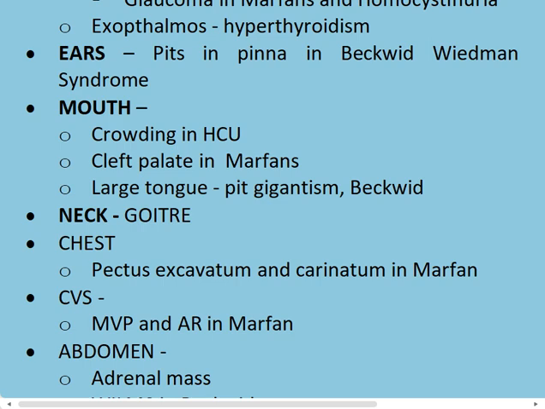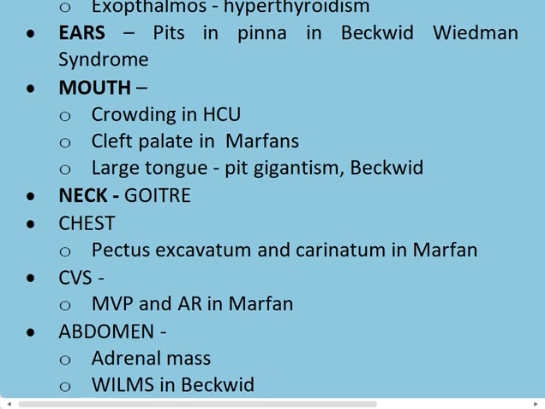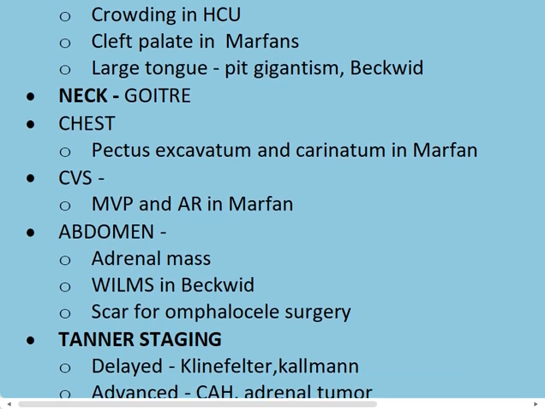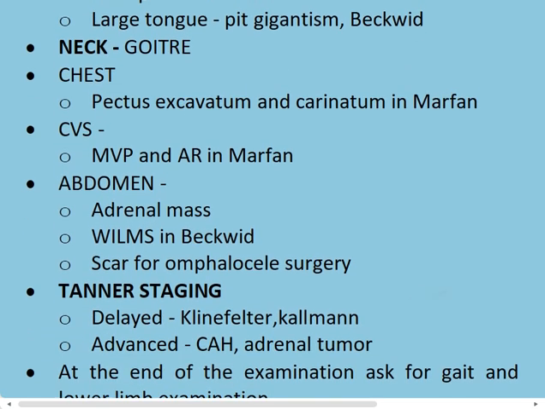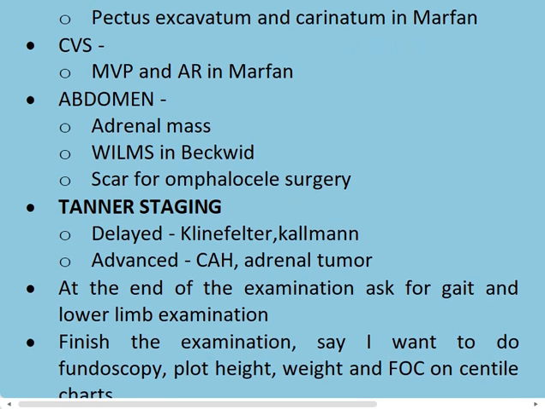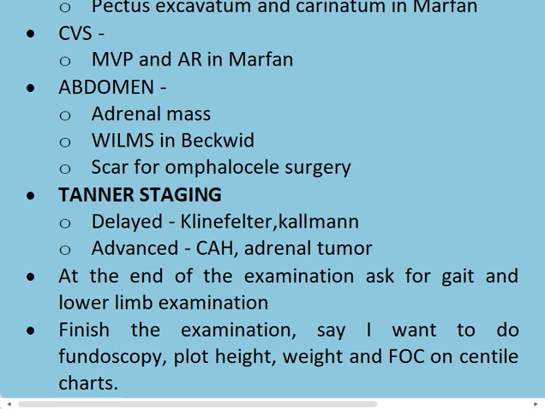Then you check the neck for goiter, chest for pectus excavatum and carinatum, which is in Marfan syndrome, cardiovascular system for mitral valve prolapse and aortic regurgitation, which occur in Marfan syndrome, abdomen for adrenal mass, Wilms tumor, and Beckwith-Wiedemann syndrome, scar for omphalocele surgery, Tanner staging, which will be delayed in Klinefelter and Kallmann syndrome, and advanced in congenital adrenal hyperplasia and adrenal tumor. At the end of examination, ask for the gait and lower limb examination.